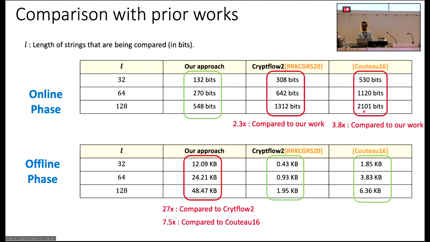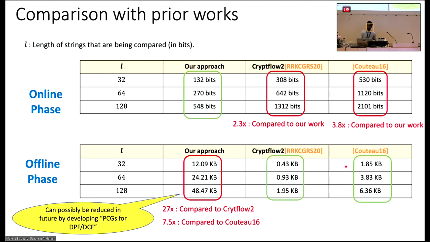However, in the offline phase, we are much worse than the previous works. And the main bottleneck here is due to the DPF and DCF key generation. Although it's still practically feasible, it's more overhead than the previous works. I should mention here that these costs can possibly be reduced in future by developing PCGs for generating DPF and DCF keys. So there is still hope to make this overall efficient.